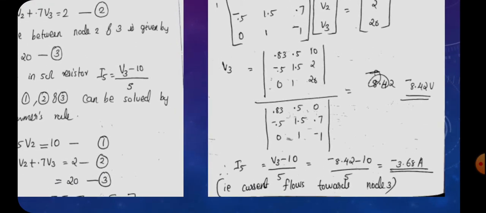So I5 can be easily found by the equation I5 equals (V3 minus 10) divided by 5. So we will get minus 3.68 ampere. That means I5 is a negative value.